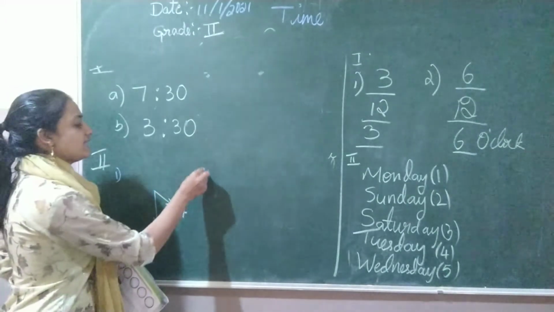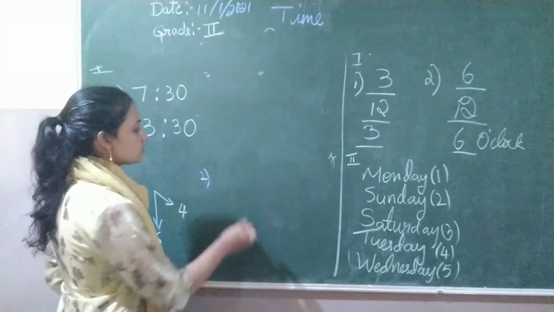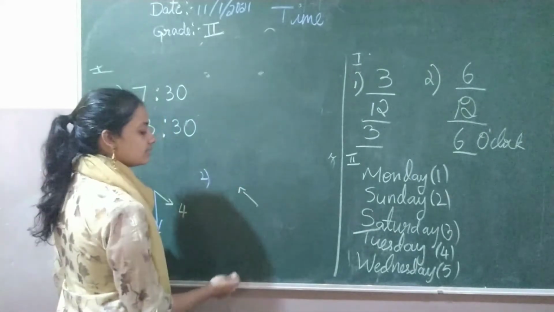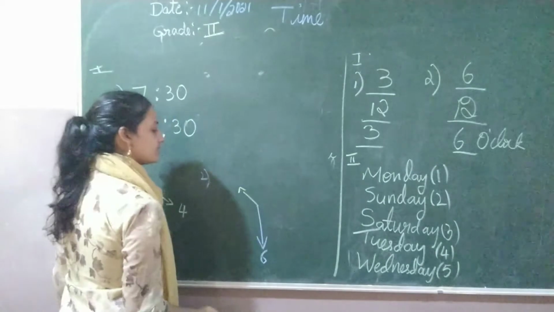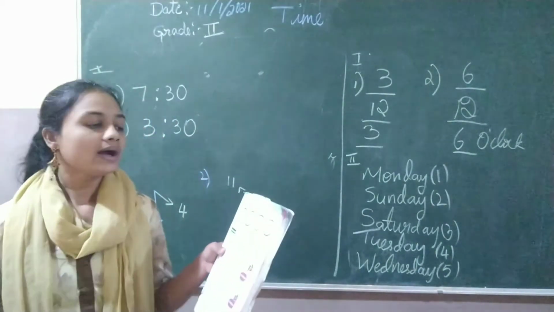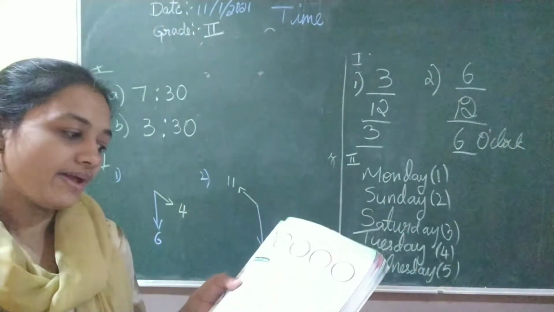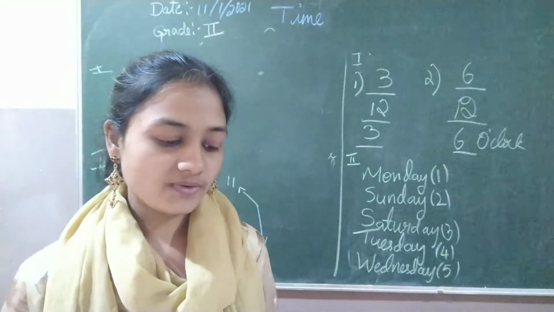Now come for the second one. 11:30. So the small hand should show 11. And my big hand should show 6. This is 11:30. Can you draw the next 3 for yourself? Yes, try it, children. Next we go for months of a year.